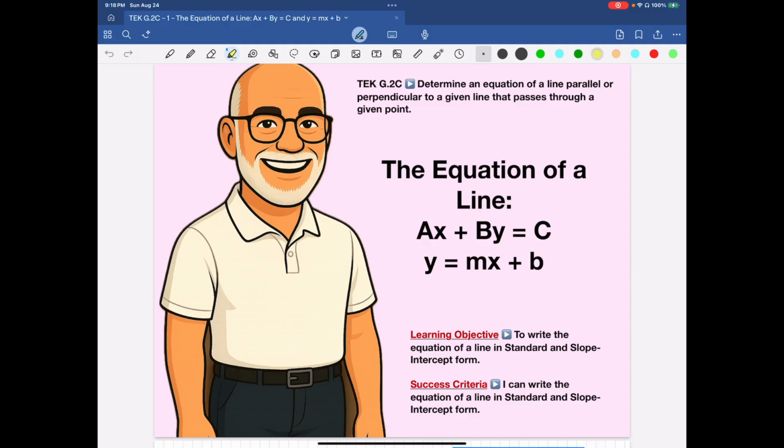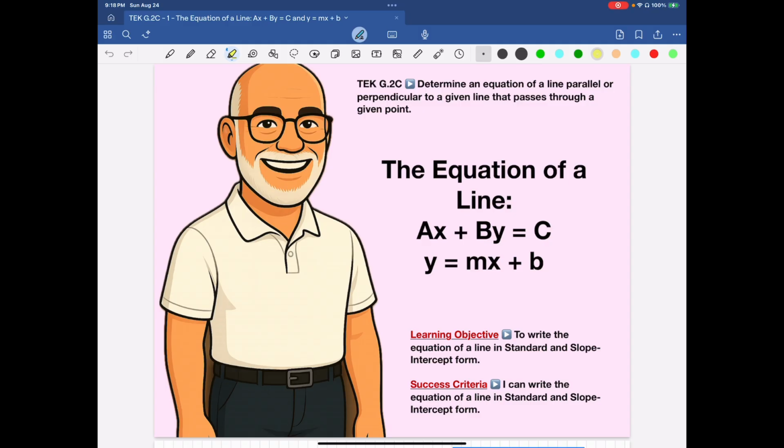Determine an equation of a line parallel or perpendicular to a given line that passes through a given point. Now, this specific video covers the equation of a line in standard form, which is ax plus by equals c, and in slope-intercept form, which is y equals mx plus b. Our learning objective is to write the equation of a line in standard form and slope-intercept form.